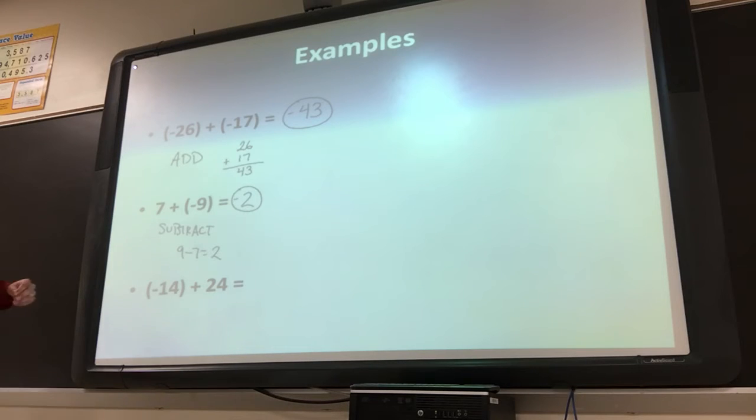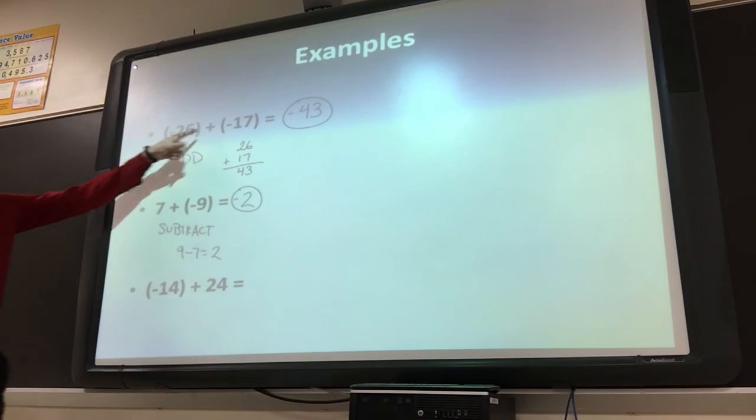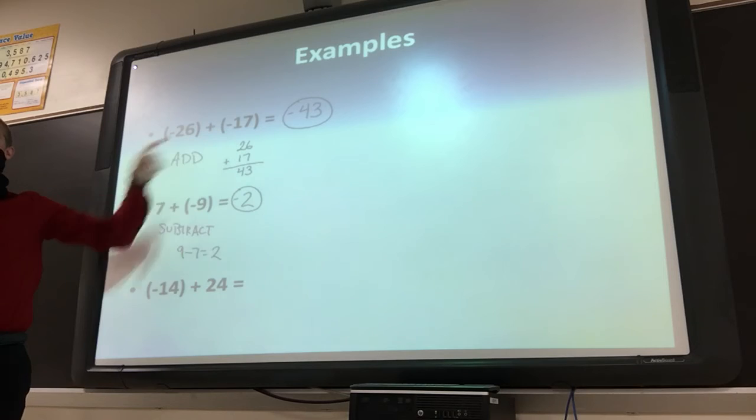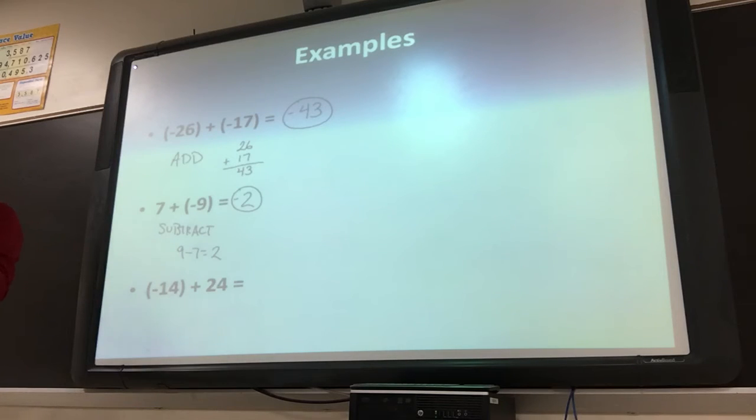Before we move to the last one, just something you might notice, all the negative numbers are in parentheses. That's just so there's not a plus followed by a minus. That's kind of to break it up so it's easier to see what's happening.